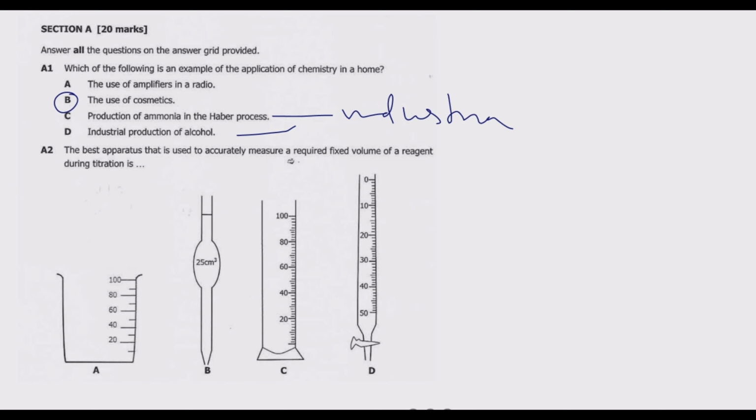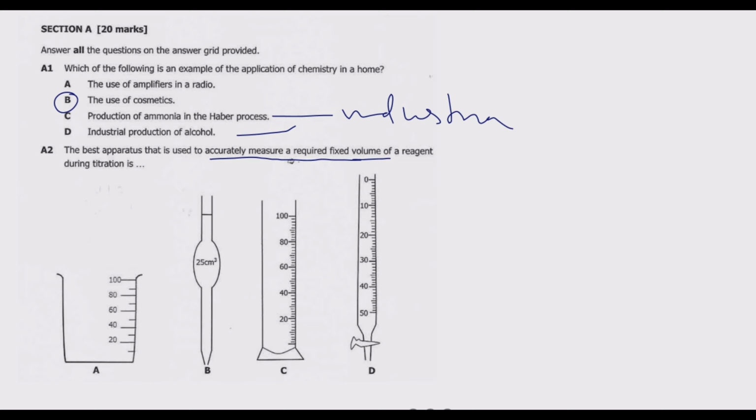We look at question 2. The best apparatus that is used to accurately measure a required fixed volume of reagent during titration is... So basically the key here is accurately measure required fixed volume. So we need to identify these apparatus, then we'll be able to know which one can be correct.